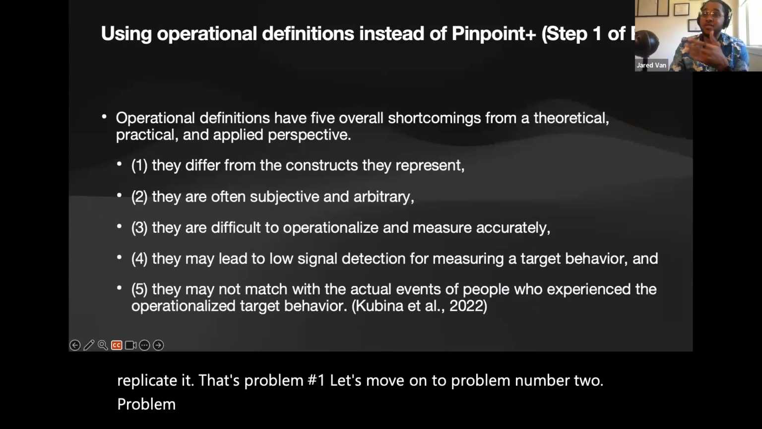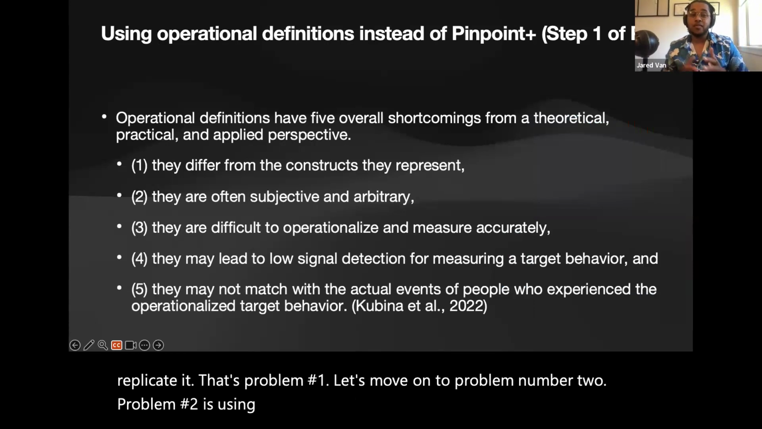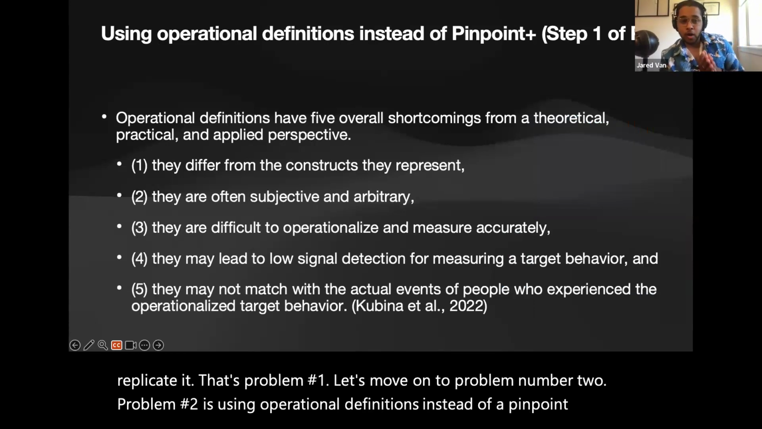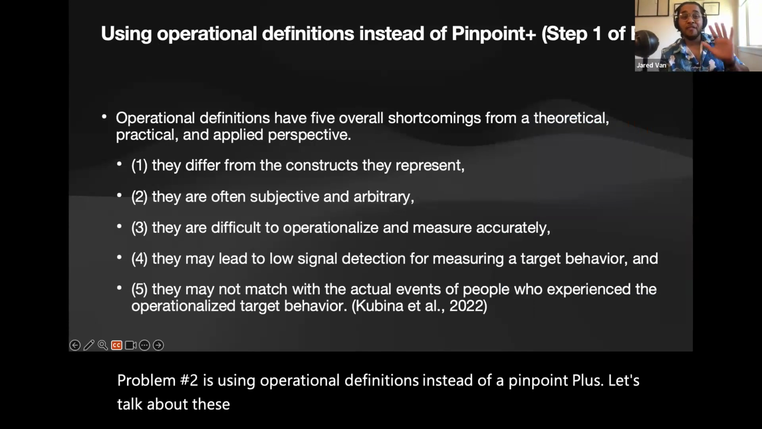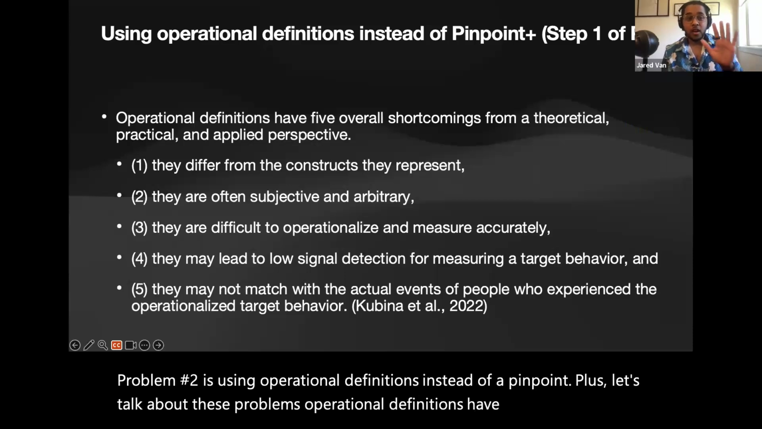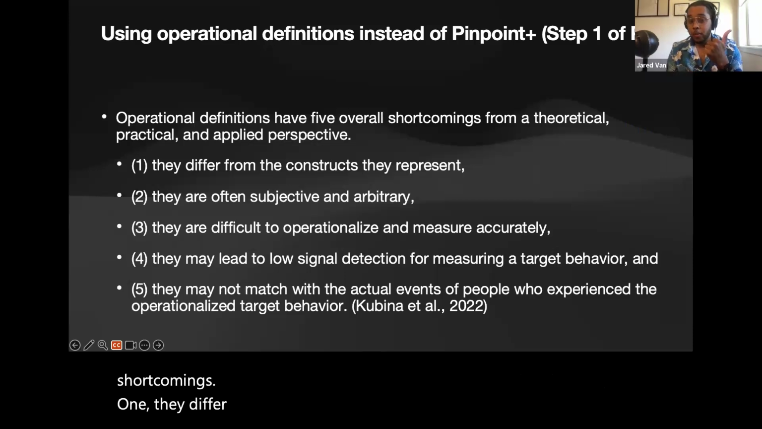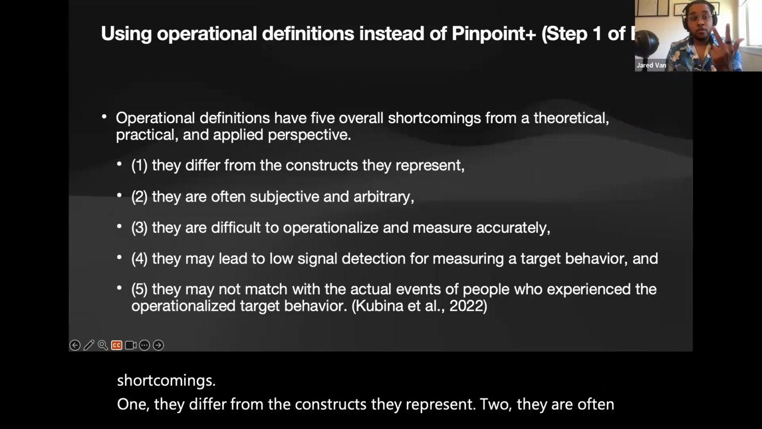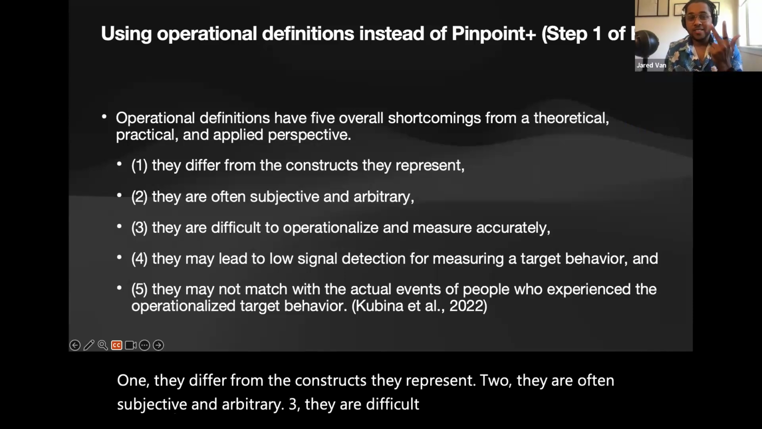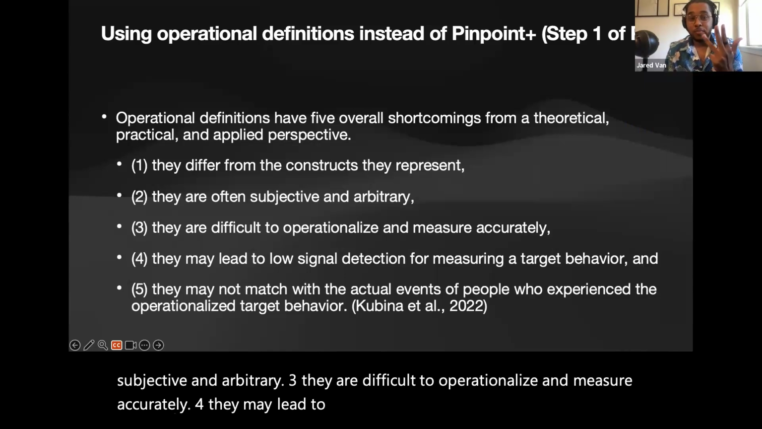Problem number two is using operational definitions instead of a pinpoint plus. Let's talk about these problems. Operational definitions have 5 overall shortcomings. 1, they differ from the constructs they represent. 2, they are often subjective and arbitrary. 3, they are difficult to operationalize and measure accurately. 4, they may lead to low signal detection for measuring a target behavior.